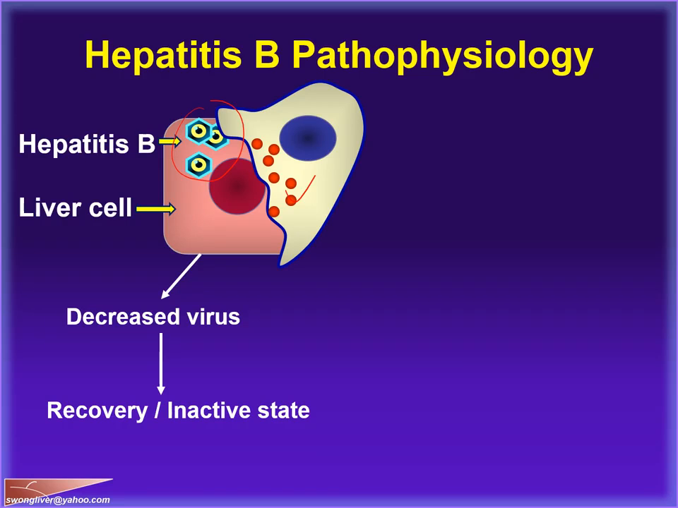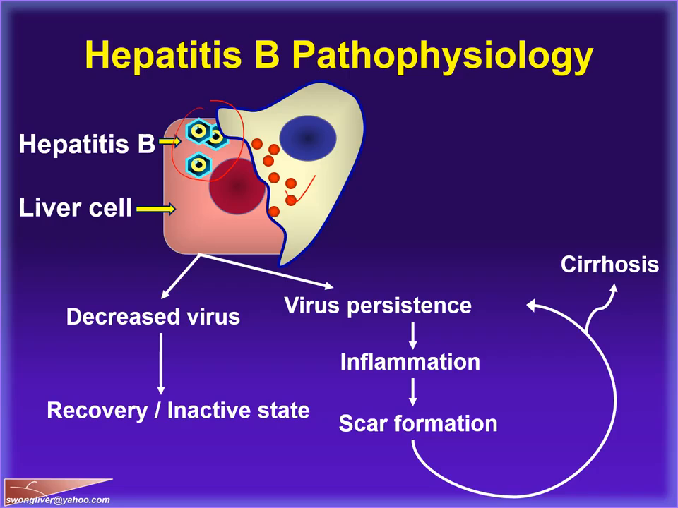Okay, so suffice it to say, if you have immune system destruction of your hepatocyte along with your hepatitis B destruction, then the virus may decrease and then the patient may enter the recovery stage. However, not all patients will be as lucky. So some patients, even though there's immune system activation against the virus, there's still virus persistence.